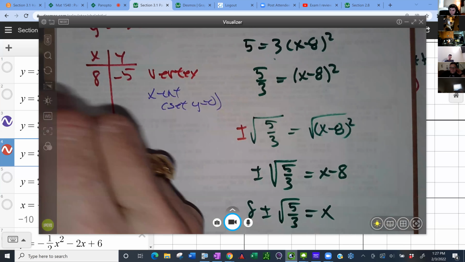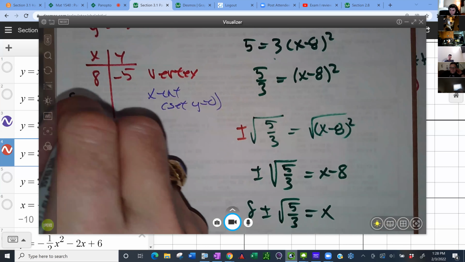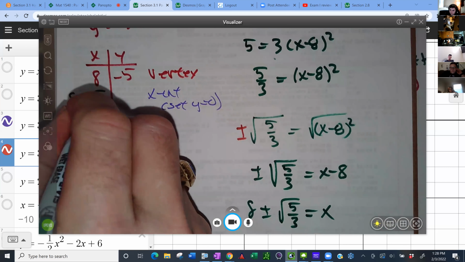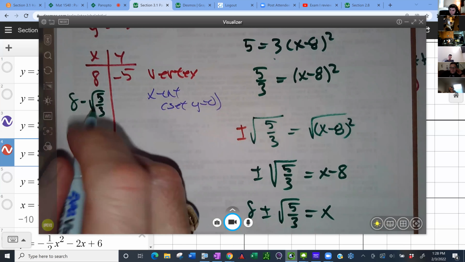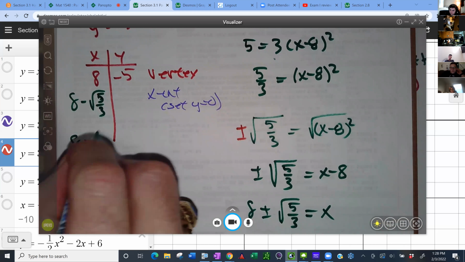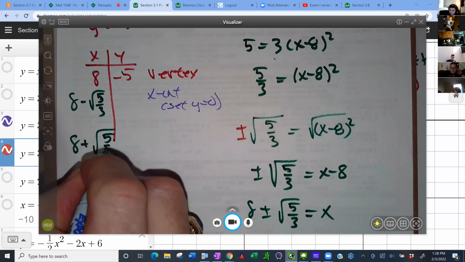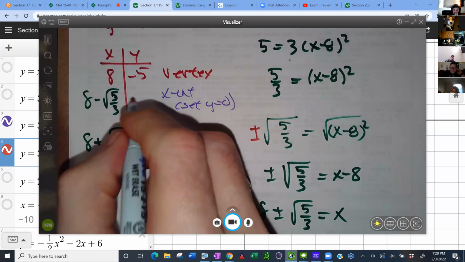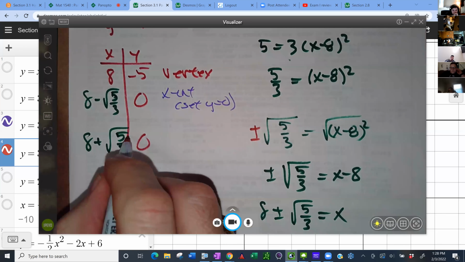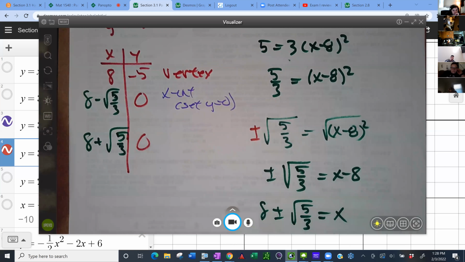So you've got x equals 8 minus the square root of 5/3 and 8 plus the square root of 5/3. And those both go along with y equals 0. It's not hard, but it's not the smallest of numbers.